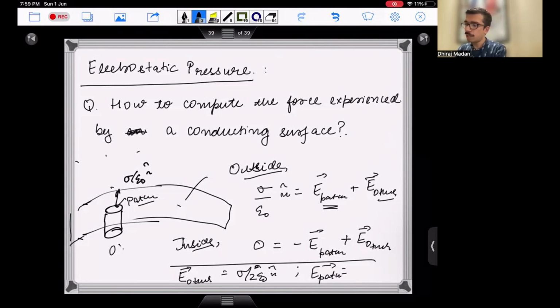And the electric field due to the patch, if I substitute this E other in the first equation, is also sigma over 2 epsilon naught n cap. But note that this E patch will change sign as I move across the surface. On one side it will add with E other and give me sigma over epsilon naught n cap. On the other hand, E patch will be in the opposite direction inside the conducting medium and will cancel it out. That will give me a net electric field of 0.